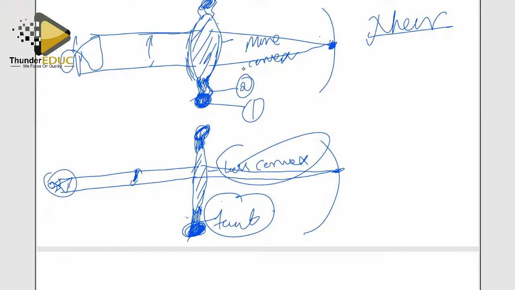Why? Because the object is small, is far. We see it as far. We see it as small. In actual sense, it's not small, but it appears small.